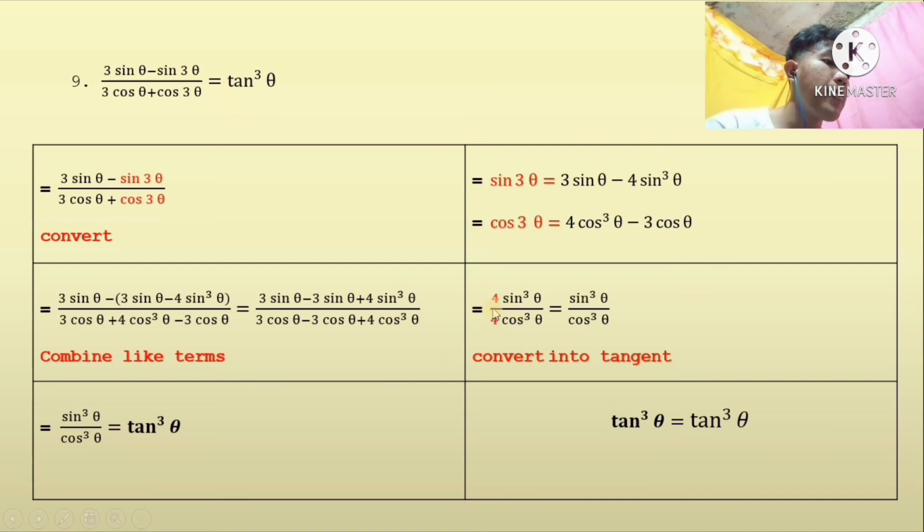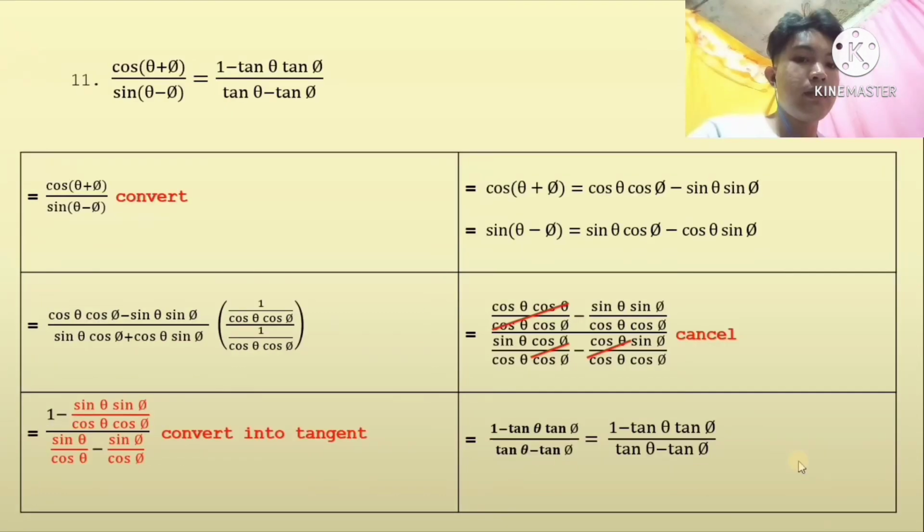So cancel the 4. The remaining will be sin cube theta over cosine cube theta. So convert into tangent because tangent is equal to sine over cos. So sin cubed theta over cosine cubed theta is equal to tan cubed theta. So this is our proving.